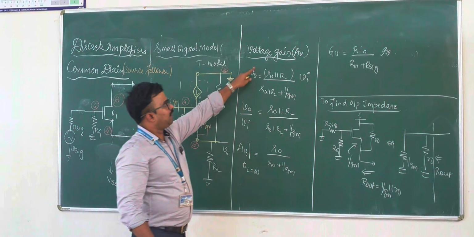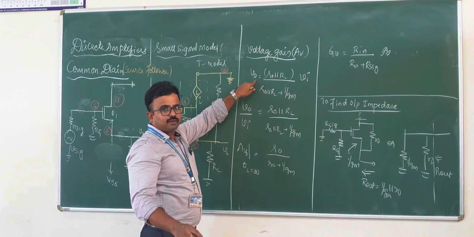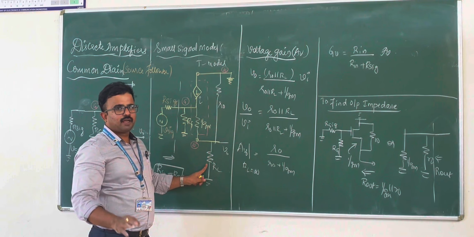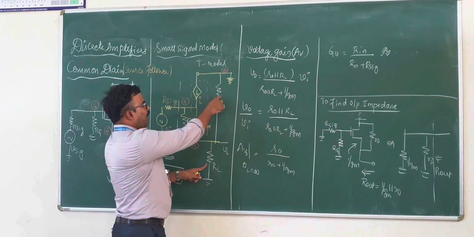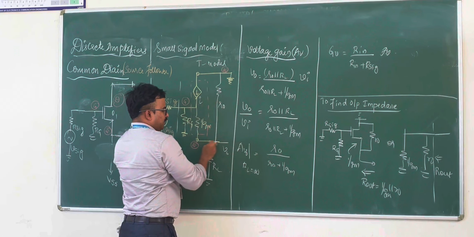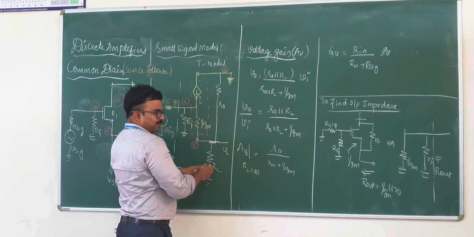Next thing, the voltage gain Av can be found by making use of the voltage divider rule when it is applied to this. No need of complicated analysis. Observe here, R0 one end is connected to ground and the other end is connected to this point. So therefore R0 and RL come in parallel.